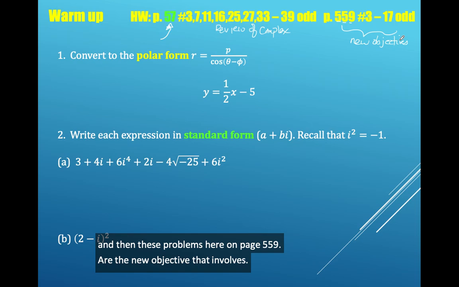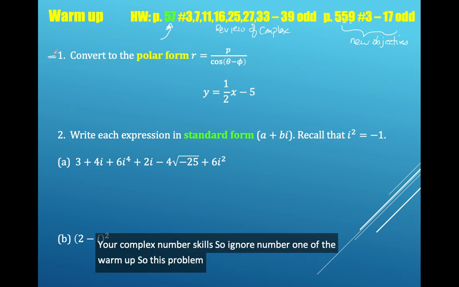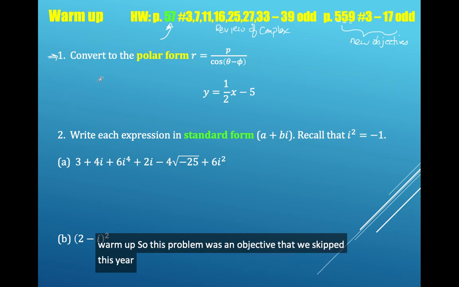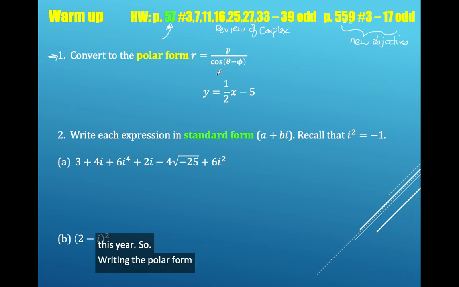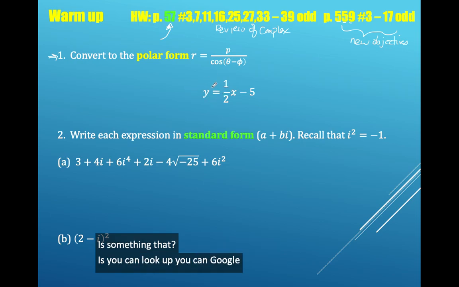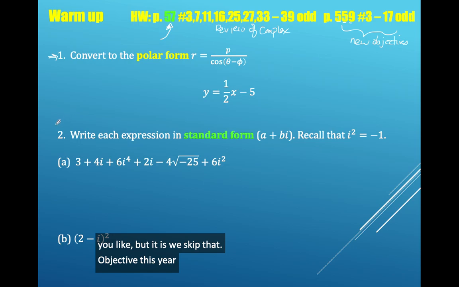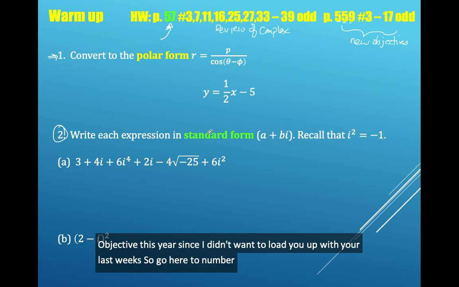your complex number skills. So ignore number 1 of the warm-up. This problem was an objective that we skipped this year. Writing the polar form of a linear function is something that you can look up, you can Google, you can Khan Academy if you like, but we skipped that objective this year since I didn't want to load you up with your last weeks. So go here to number 2, write an expression in standard form.